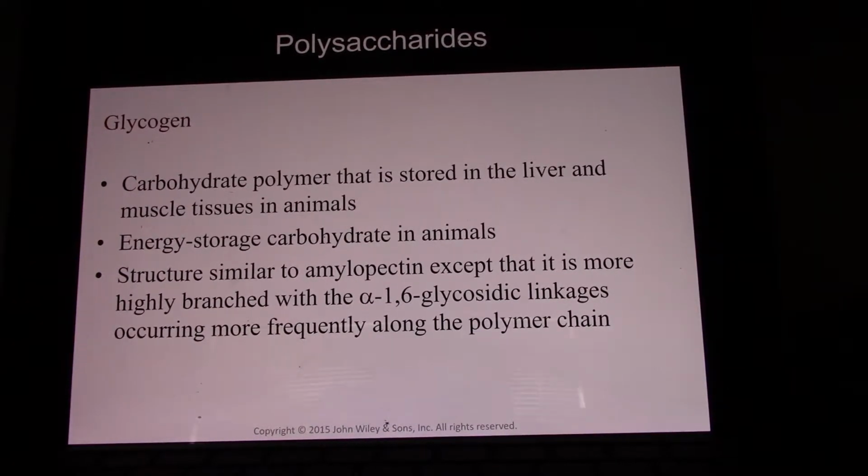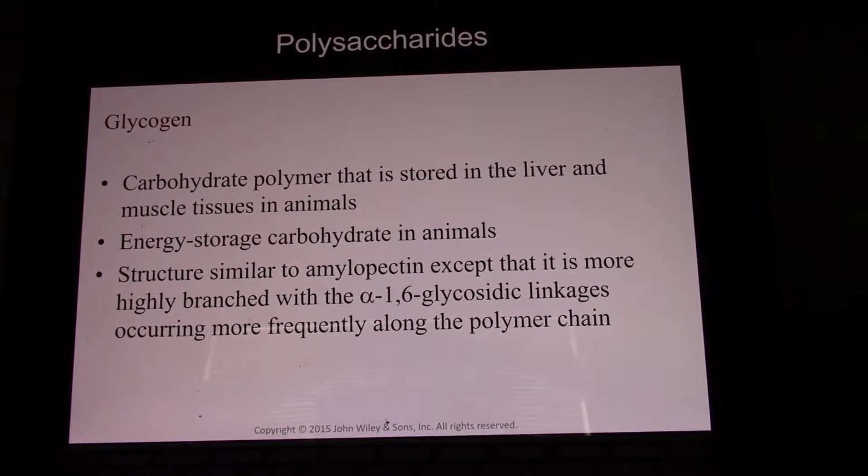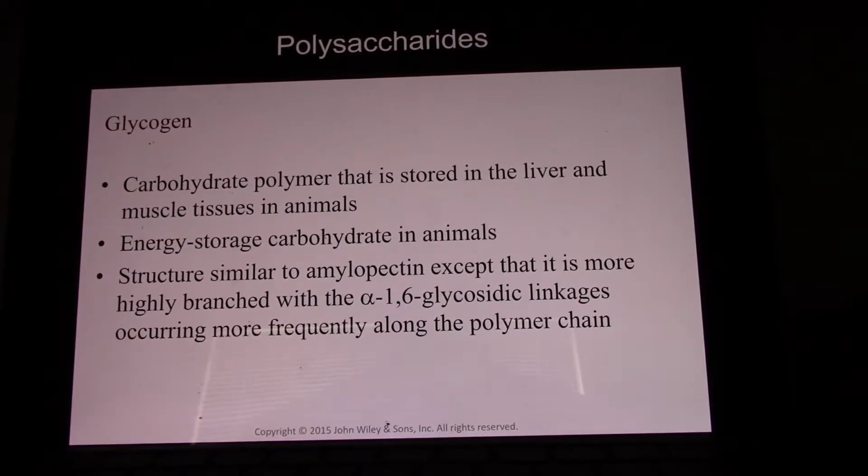So again, animals store their extra glucose as glycogen. And this glycogen, there's a major reserve in the liver, and there's also glycogen stored in muscle tissues. So it is the energy storage carbohydrate in animals. Animals store most of their extra energy as fats, not sugars like plants do. But for the backup reserves that you need, you have glycogen.